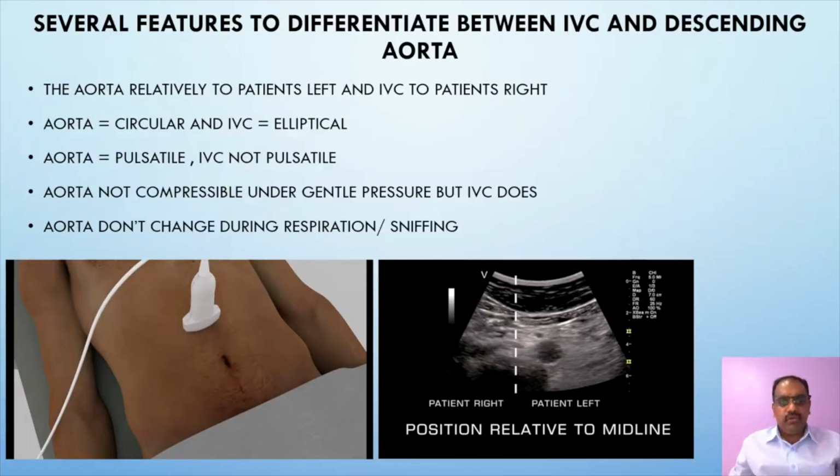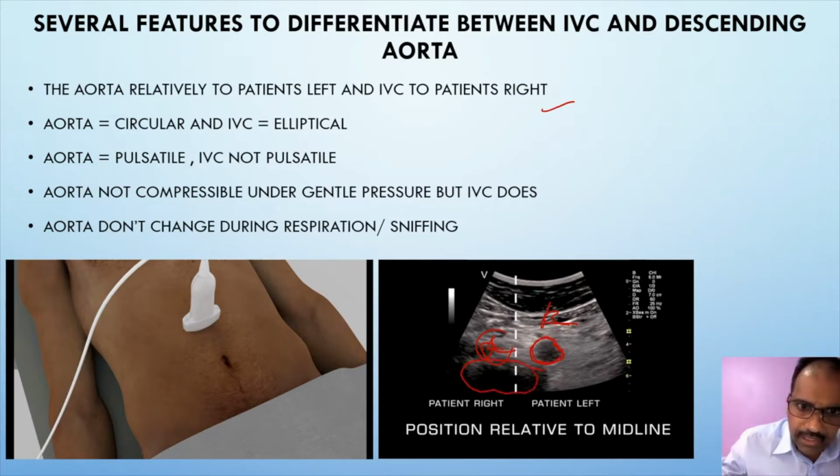So let's look in detail at how we are going to differentiate these two anatomical structures when we scan the abdomen. Usually the aorta will be smaller and lie at the center, and the IVC will be towards the patient's right. The aorta will be circular in shape. The IVC will be a bit elliptical in shape. The aorta will be pulsatile, as I showed in the earlier video.